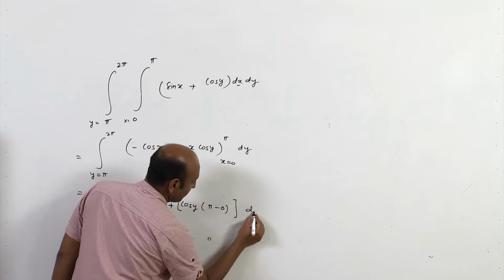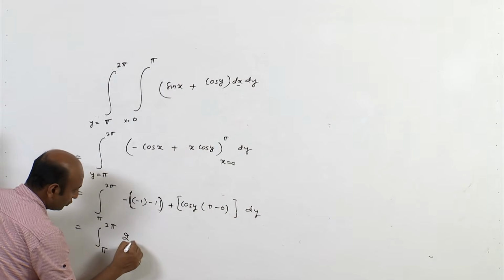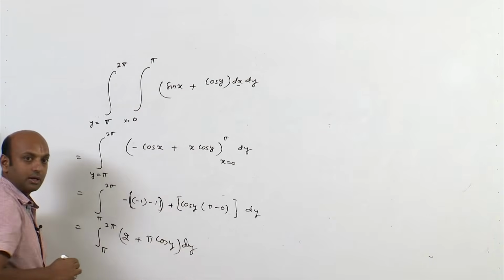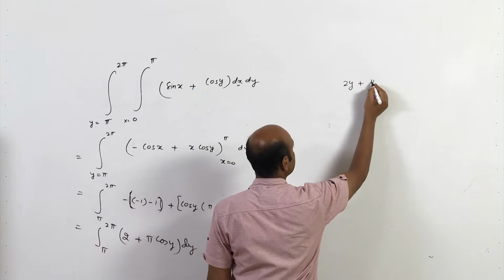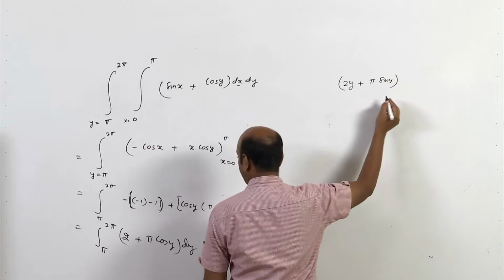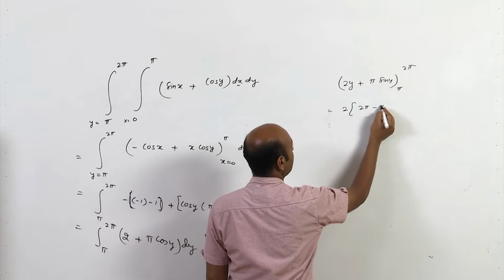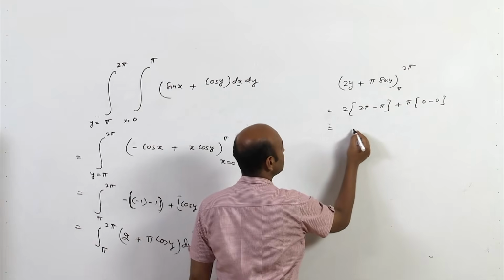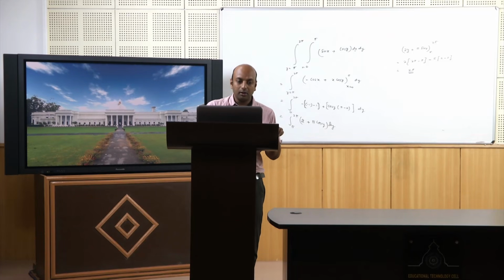Okay, and this is dy. Now, this is the integral from pi to 2 pi of (2 + pi cos y) dy. Now, this will be 2y + pi sin y from pi to 2 pi. This equals pi(2 pi minus pi), upper limit minus lower limit, and pi(0 minus 0). So, this is simply 2 pi. So, that is how we can find out the values of these double integrals.